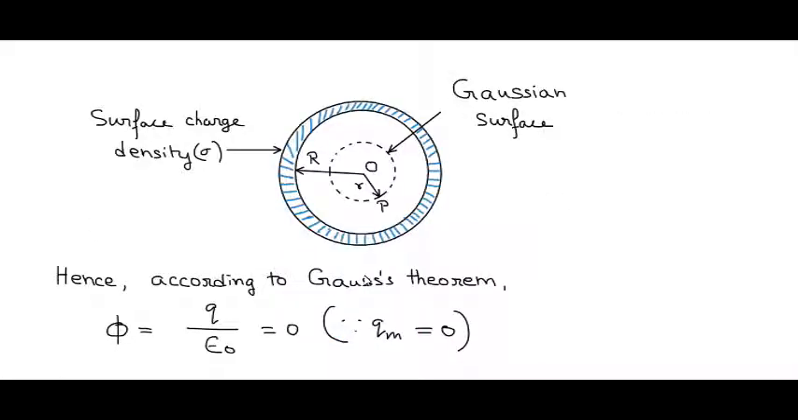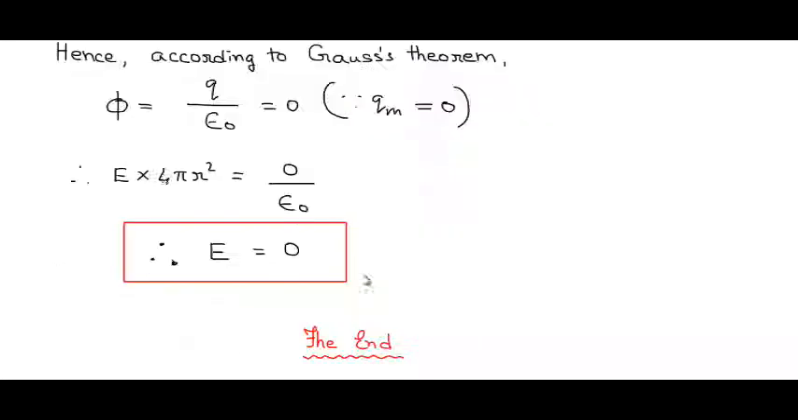So hence according to Gauss theorem, phi is equal to q by epsilon naught. Since no charge is enclosed, this value is 0 because q is 0. Now instead of phi, we can write E into 4 pi r square, which is equal to 0 upon epsilon naught, and E is equal to 0. So inside the sphere, the electric field will be 0.